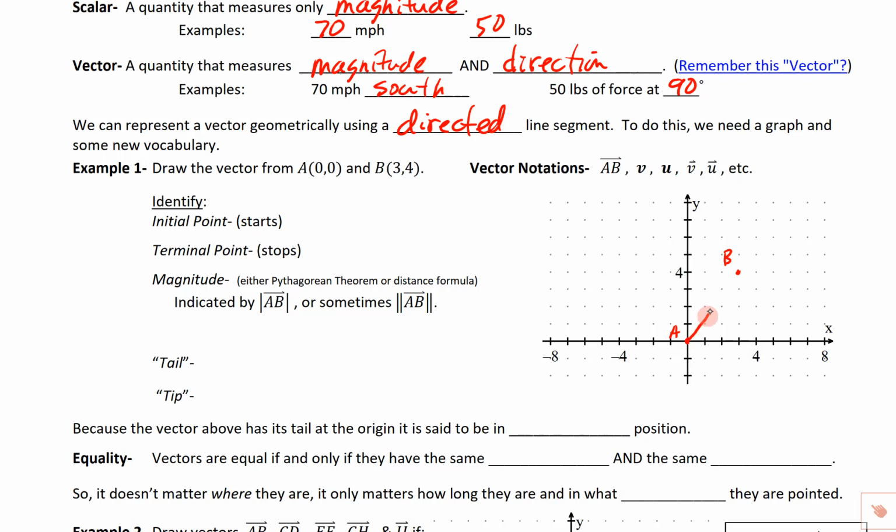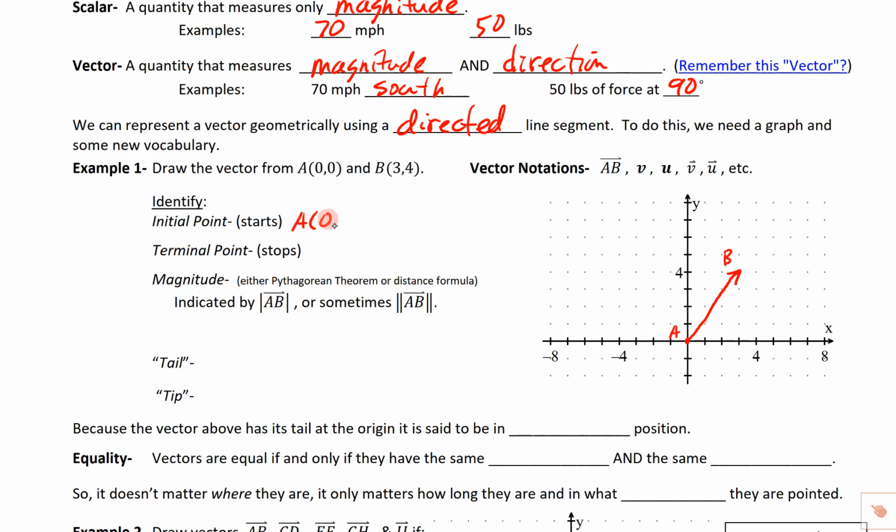And again, a directed line segment would look like this. We're going to draw a line from here straight to there, and then we put an arrow on it so everybody knows that it's going that direction. If we put an arrow on it going this direction, it would be a different vector. So let's talk about the vocab. The initial point, that's where it starts. The initial point would be A.